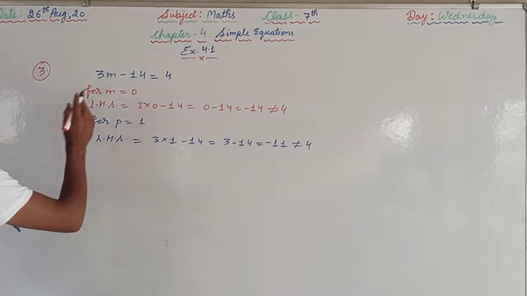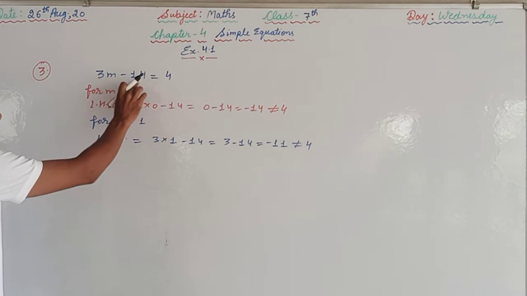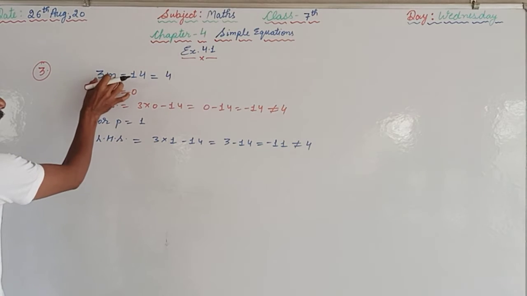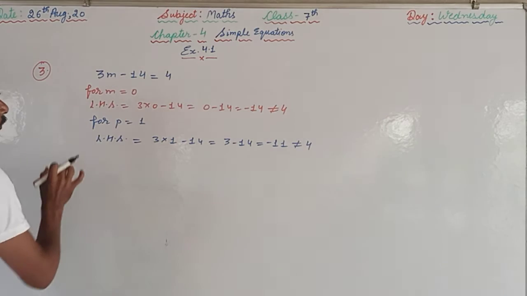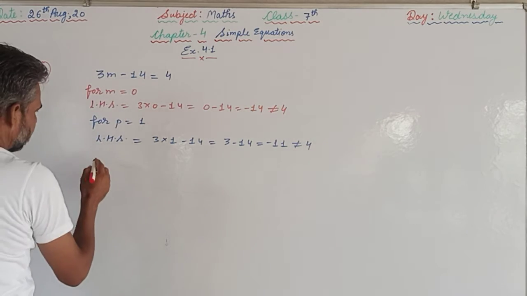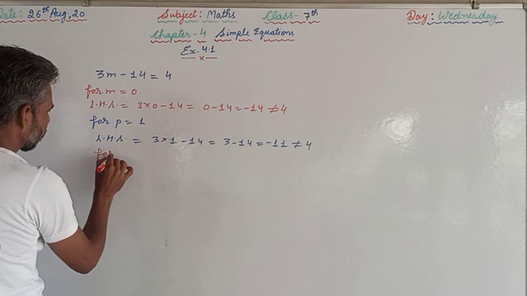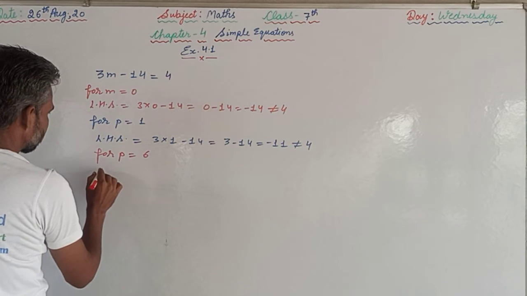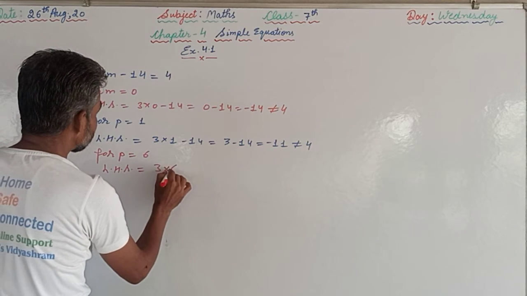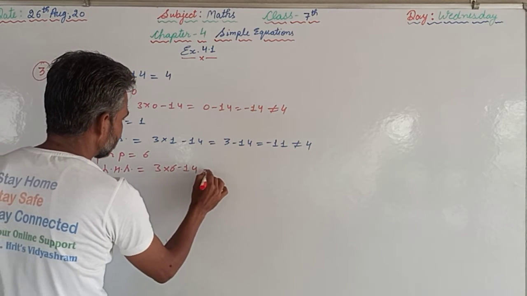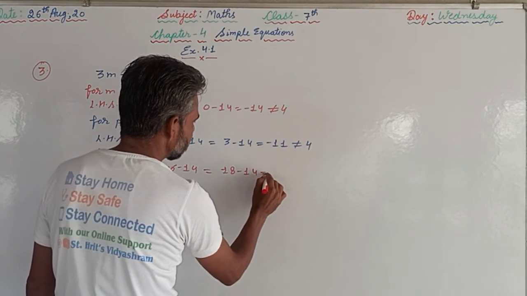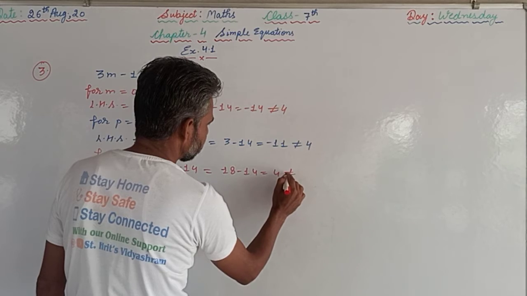So the gap is there, this is negative and the answer is coming positive. So that value should be positive and that value should be more than 14. So 6 threes are 18. So we can take 6. Left hand side will be equals to 3 into 6 minus 14 is equals to 3 sixes are 18, 18 minus 14, that is 4.